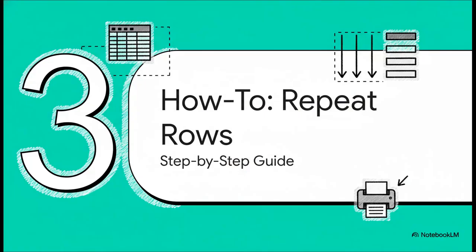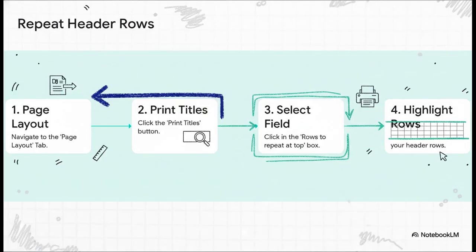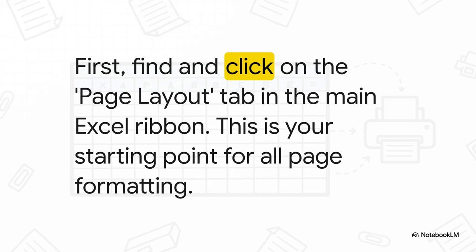Okay, let's dive into the most common scenario, repeating those horizontal header rows at the top of each page. I'm going to walk you through the exact steps, and you'll see just how surprisingly easy this is. Here it is, the entire process at a glance. It's just 4 quick steps, from heading to the Page Layout tab to highlighting the rows you need. So let's break down exactly how this magic works. First things first, look at the top of your Excel window at that main menu ribbon. All you have to do is click on the Page Layout tab.